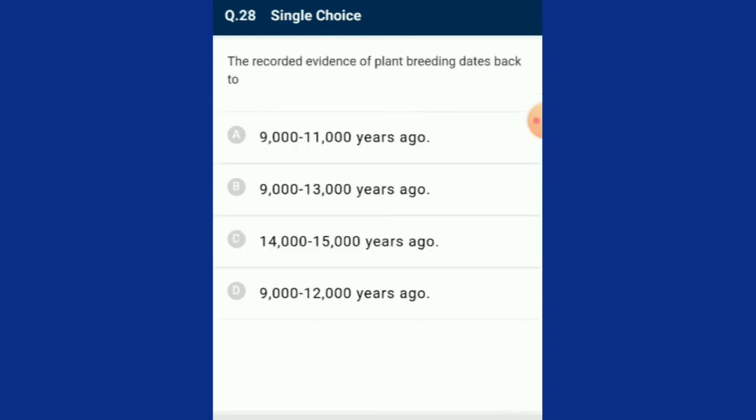Question number 28. The recorded evidence of plant breeding dates back to. Plant breeding refers to the purposeful manipulation of plants to create new desired varieties or types of better cultivation, better yield, and disease resistance. Conventional plant breeding has been practiced for thousands of years since the beginning of human civilization. The recorded evidence of plant breeding dates back 9,000 to 11,000 years ago, and the present day crops are the result of domestication in ancient times. So the answer is option A, 9,000 to 11,000 years ago.